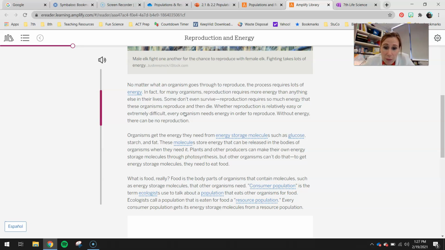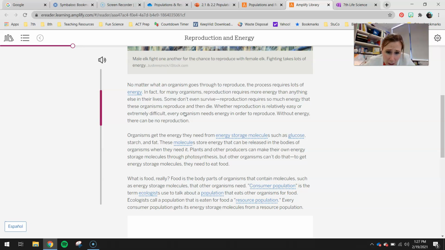Organisms get the energy they need from energy storage molecules such as glucose, starch, and fat. So you studied these ESMs earlier in the year. It was one of our first units, if you remember doing that with Miss Enfield. These molecules store energy that can be released in the bodies of organisms when they need it. Plants and other producers can make their own energy storage molecules through photosynthesis, but other organisms can't do that. To get energy storage molecules, they need to eat food.